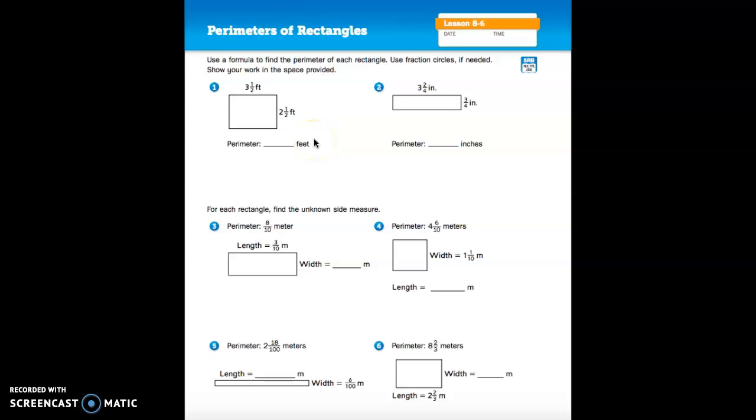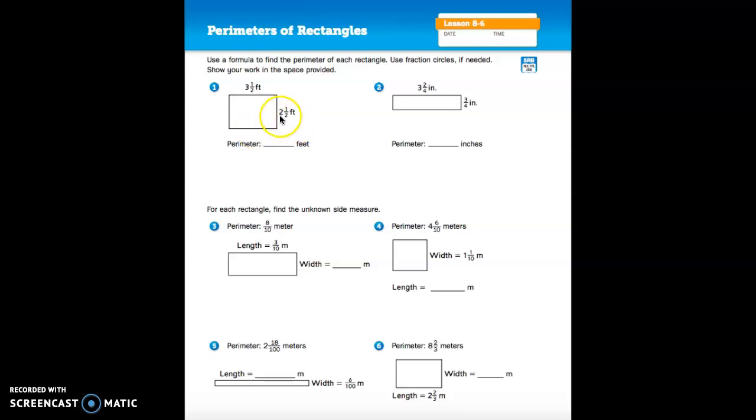Now I could also do length times 2 plus width times 2. Here's a thing to remember when you're multiplying mixed numbers by a whole number. You need to change the mixed number first to an improper fraction. So you would do that by saying 3 times 2 is 6 plus 1 is 7. So 7 halves plus 7 halves would be 14 halves, or 7.